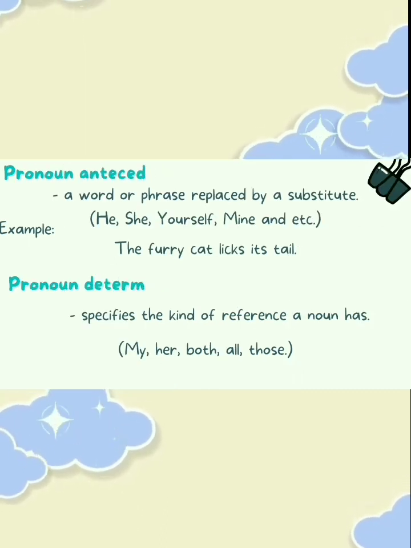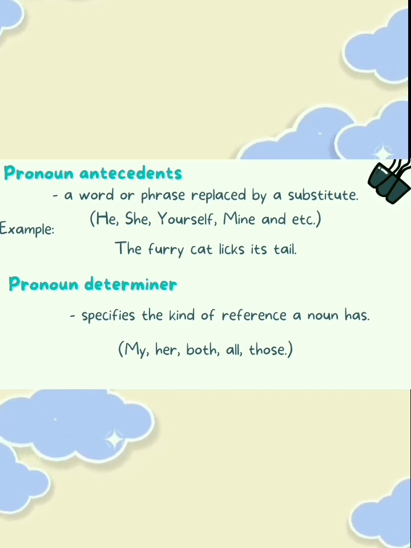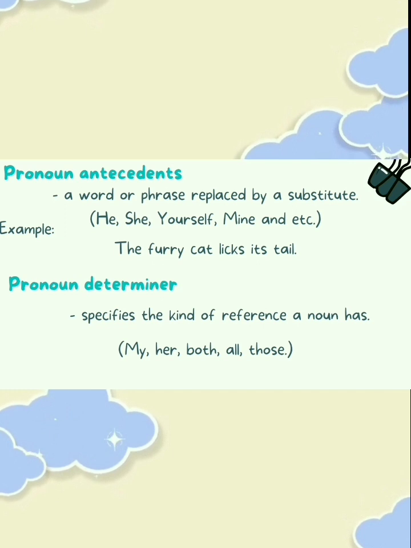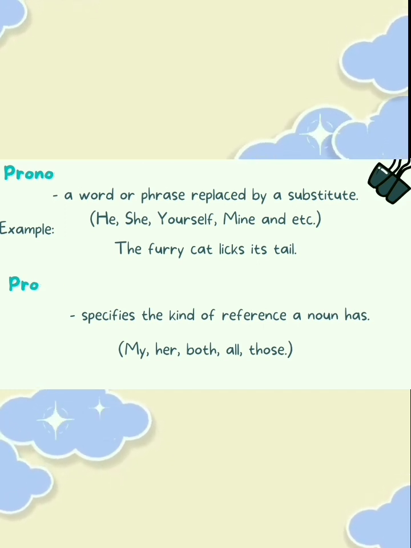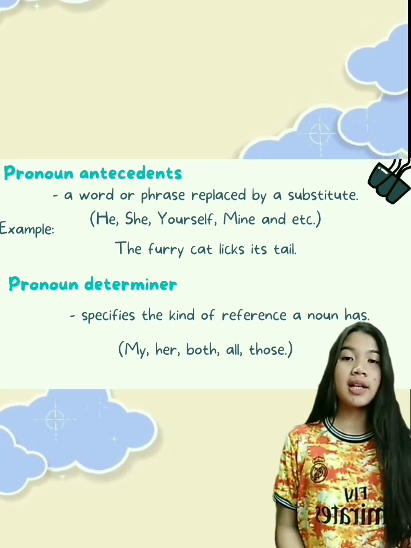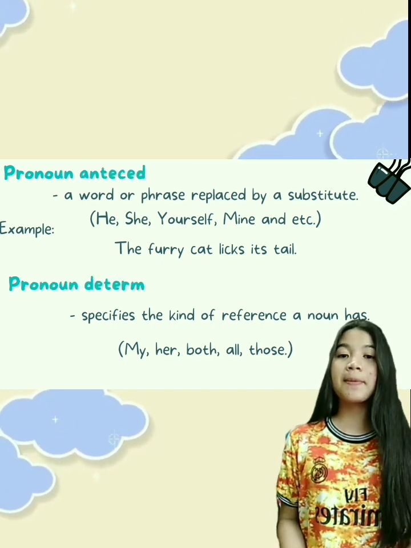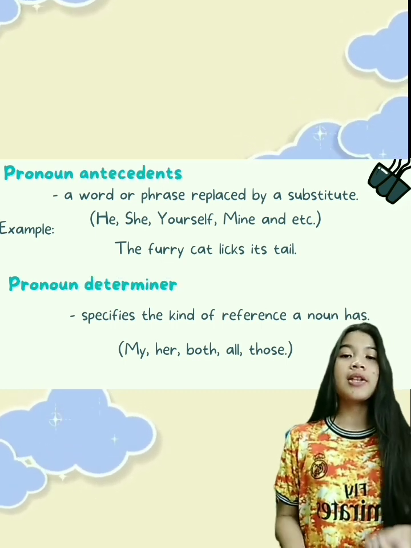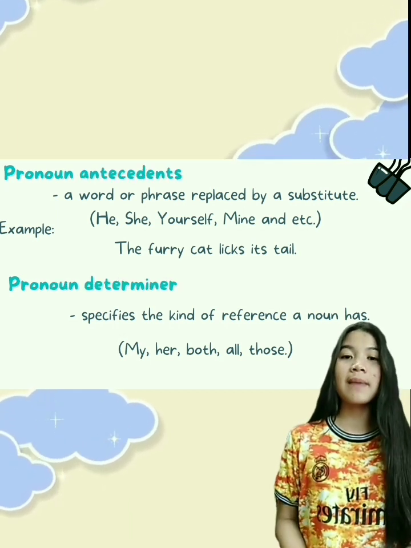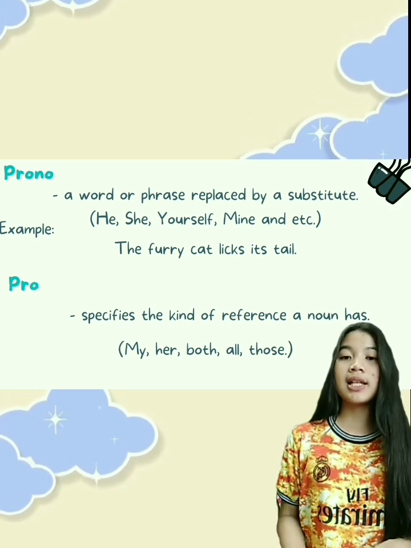Pronoun antecedent: a word or phrase replaced by a substitute. These are he, she, yourself, mine, and etcetera. Example: the furry cat licks its tail. When we say pronoun antecedent, this may be something the person you're speaking to said. This is usually mentioned in the text before the pronoun, but sometimes it comes just after it in a sentence.